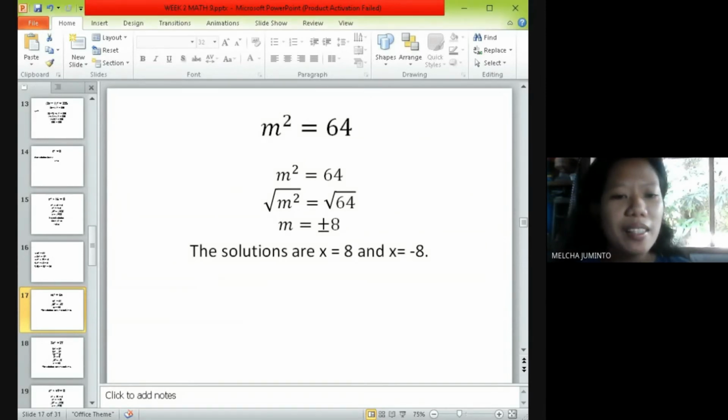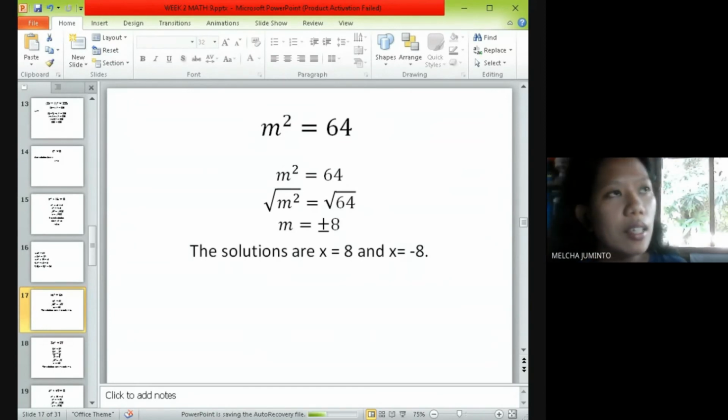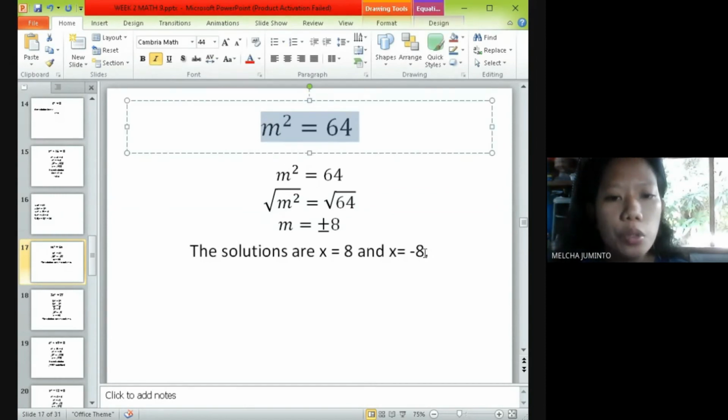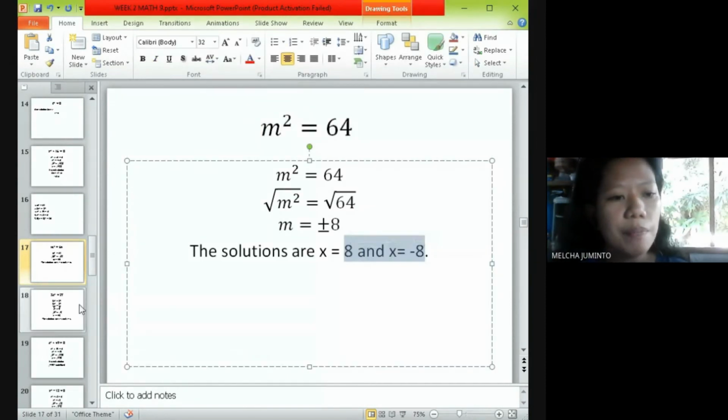Let me repeat. Case 1 is when k is greater than 0 or a positive number. Case 2 is when k is equal to 0. And case 3 is when k is less than 0 or if k is a negative number. So those are the 3 cases of extracting the square roots. No more questions? So this one, m squared equals 64 is case 1. There are 2 solutions, 8 and negative 8.